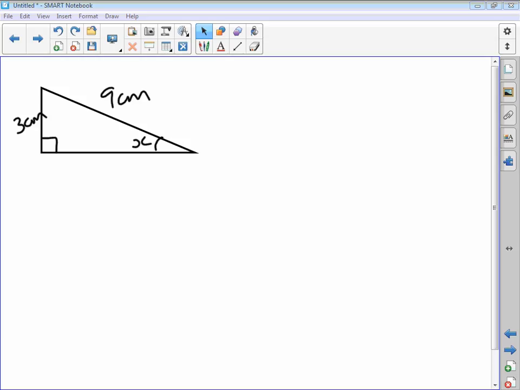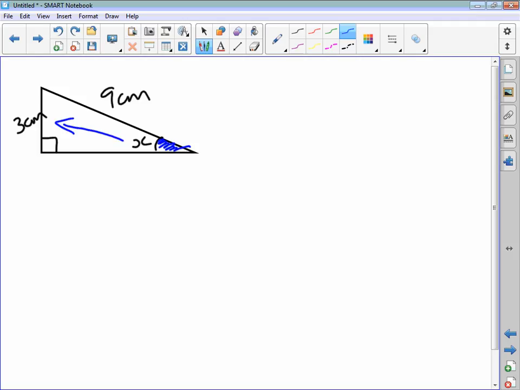Going to show you how to use right-angled trigonometry to find a missing angle. There are three examples here, so fast forward through the ones that you don't think you need to watch. So as before, we're going to label sides in relation to this angle.